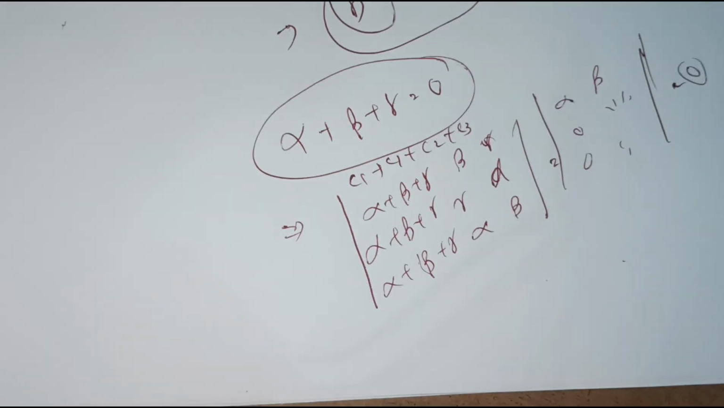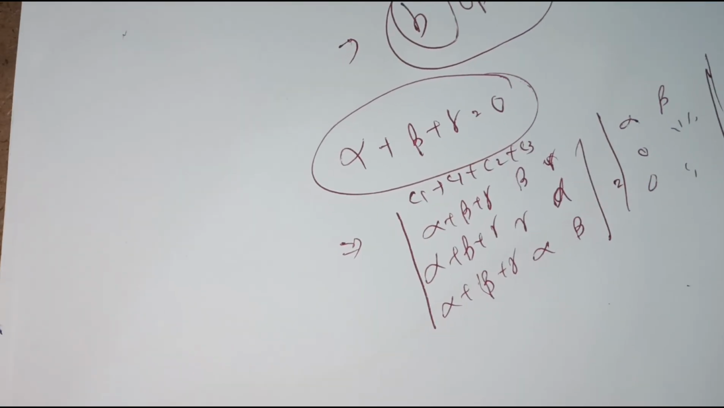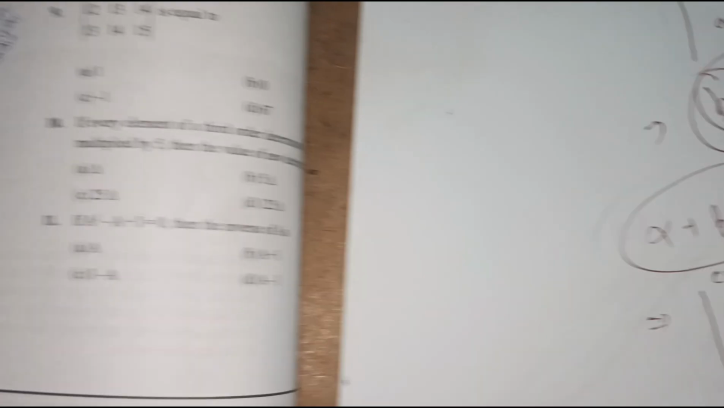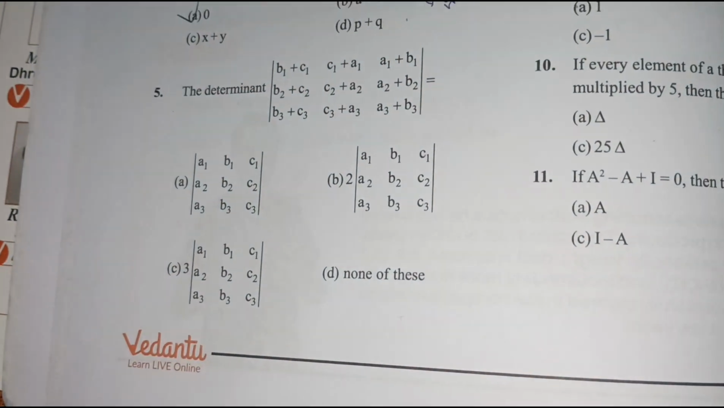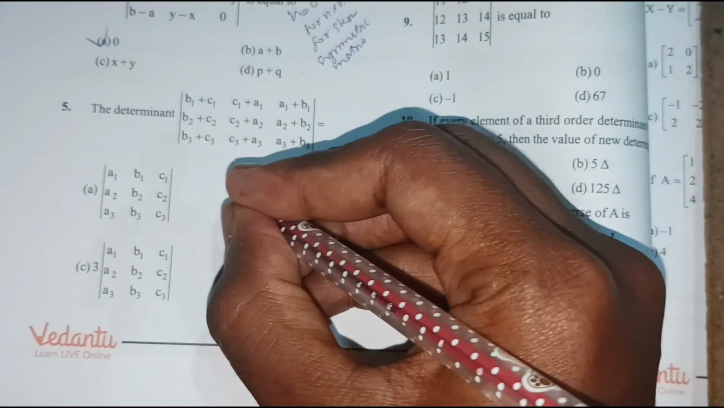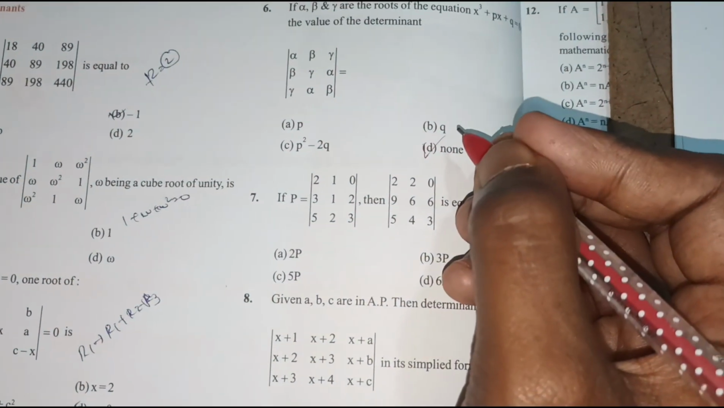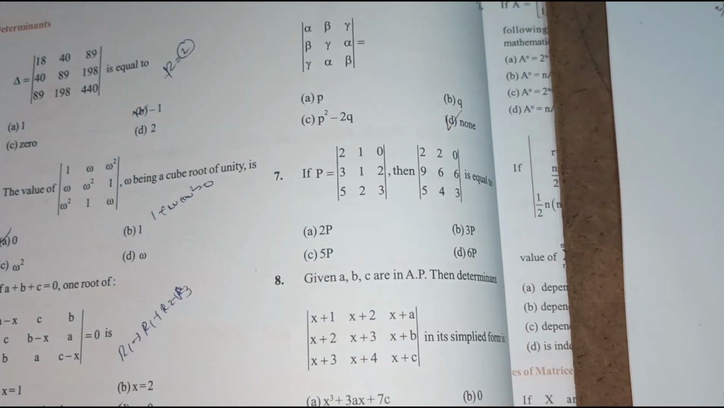So none of these is the correct option. Let's tick the correct option as none of these. So this is the correct option. Now let's understand the seventh problem.